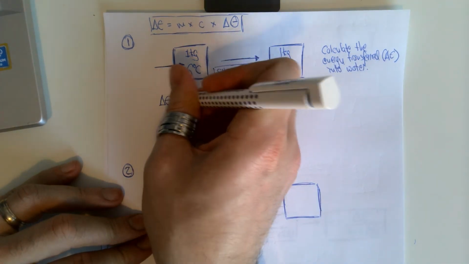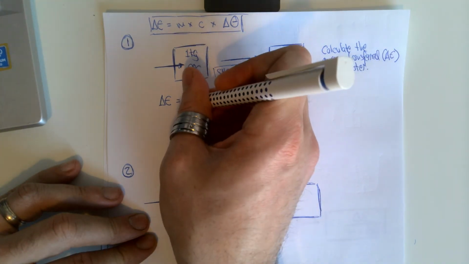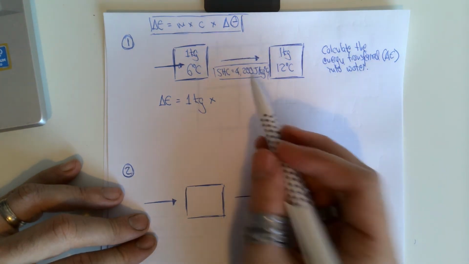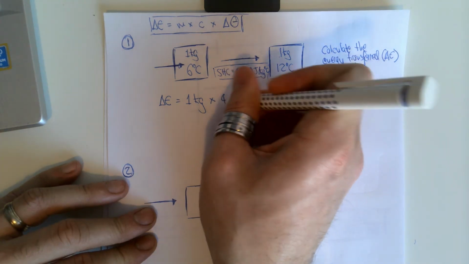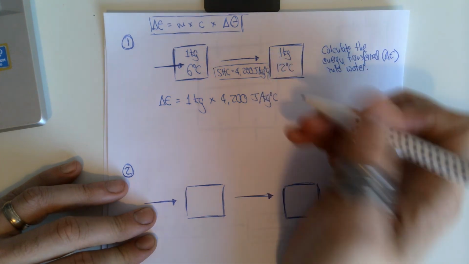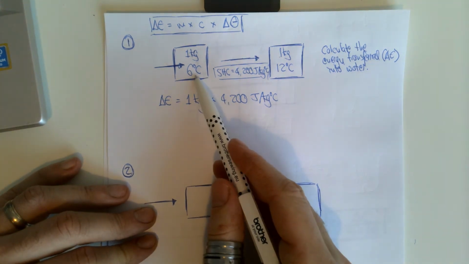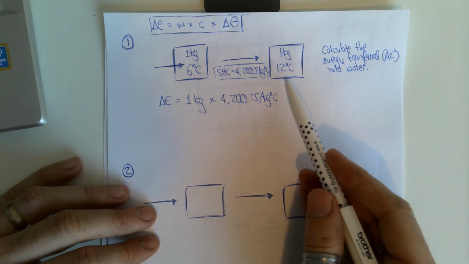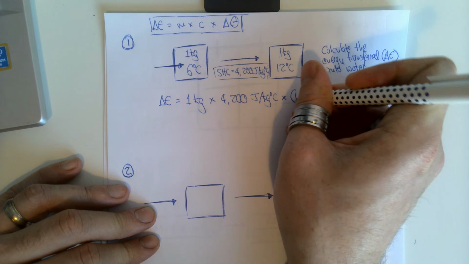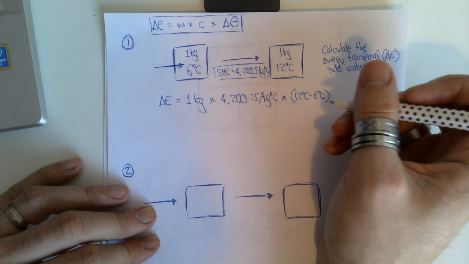Well, energy transferred, what is it? So what's our mass of our water? We know it's 1 kilo. That mass doesn't change. Times our specific heat capacity, which we know is 4,200 joules per kilogram degrees Celsius. Now, what is our temperature? So, what was the temperature at the start? What was the temperature at the end? What's the difference? So we know that our temperature change would be 12 minus 6. So overall it would be 6, wouldn't it?